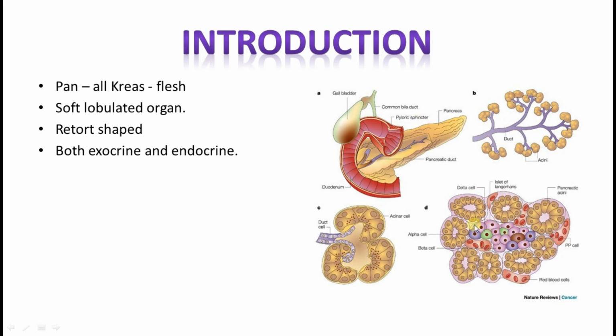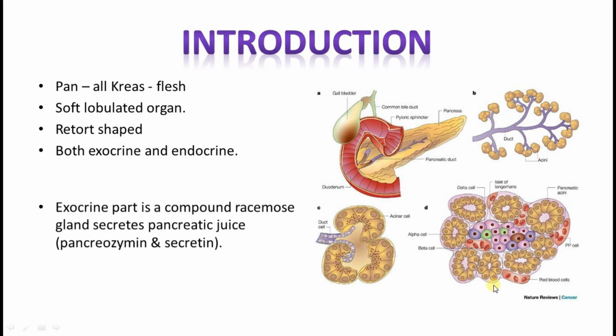Now, in between the exocrine part, we also have endocrine cells in the form of islets. Islet means island, so they are segregated in between the exocrine part. That is why they are called islets of Langerhans. They mainly consist of alpha cells, beta cells, and a third type of cells, the delta cells. The alpha cells mainly secrete glucagon.